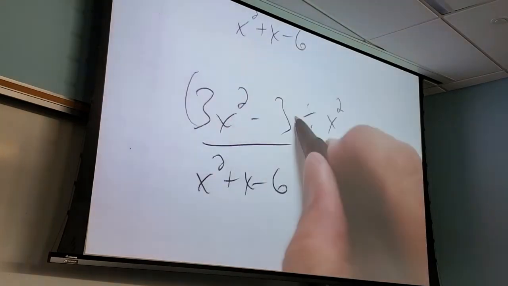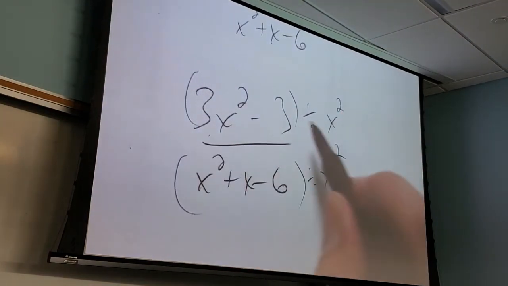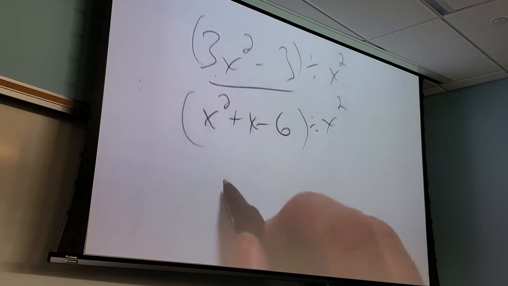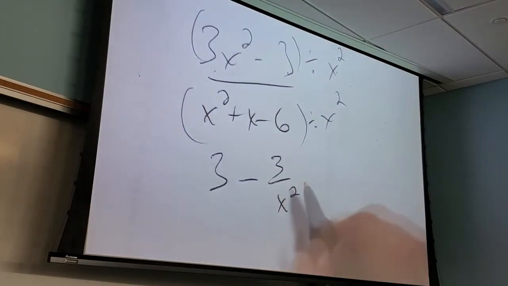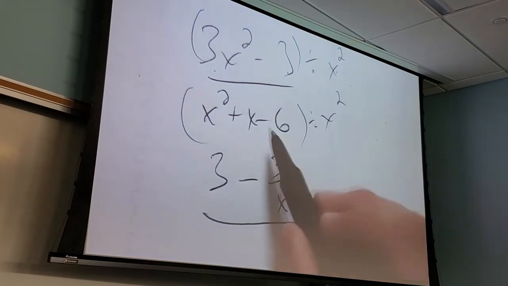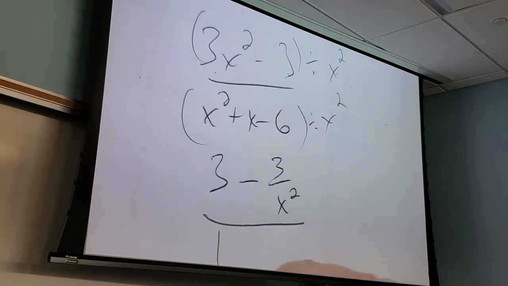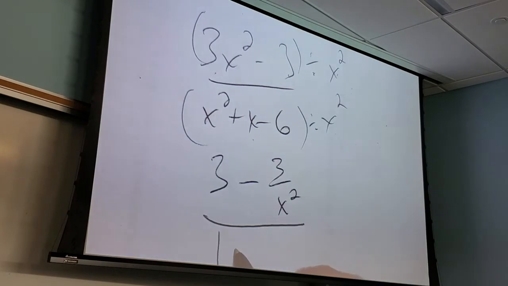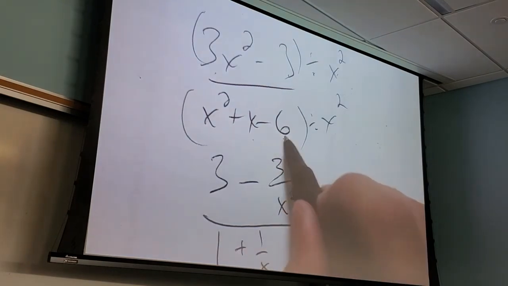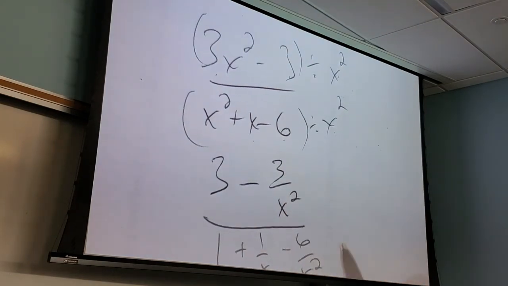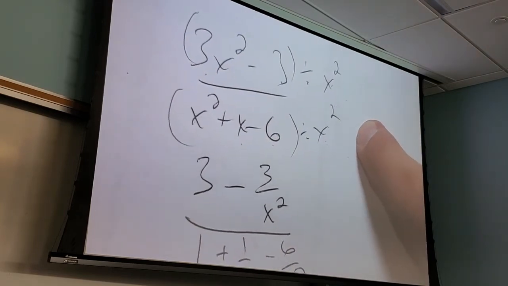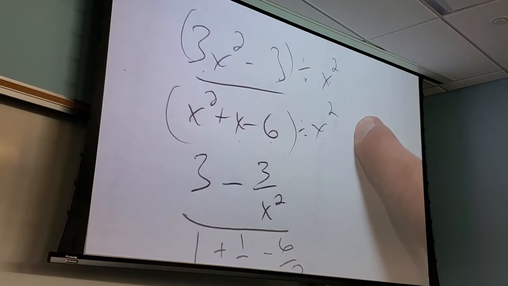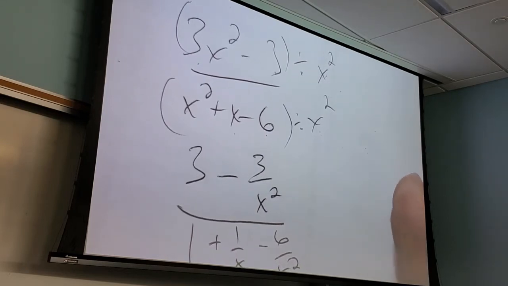So then if I do that, 3x squared divided by x squared is 3. 3 divided by x squared is 3 over x squared. X squared divided by x squared is 1. X divided by x squared is 1 over x. And -6 divided by x squared is -6 over x squared. So I divided top and bottom by the same thing, yes? Totally allowed to do that. And what was that thing? The highest degree term I saw.